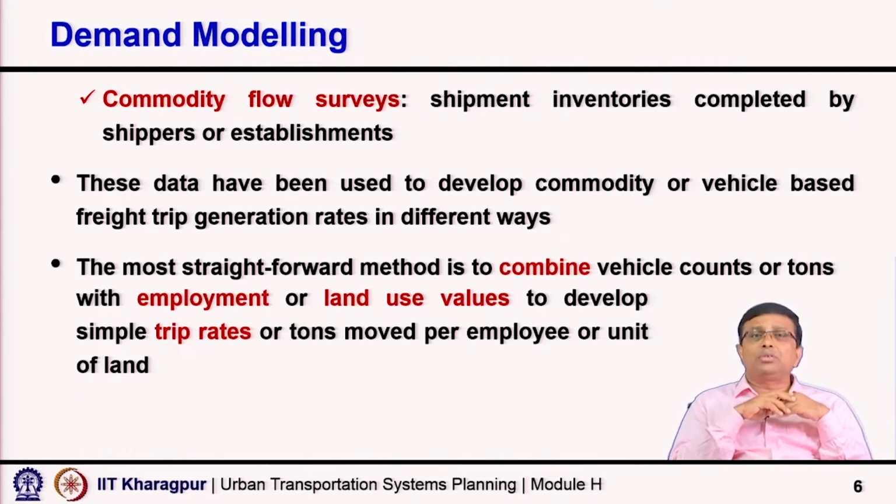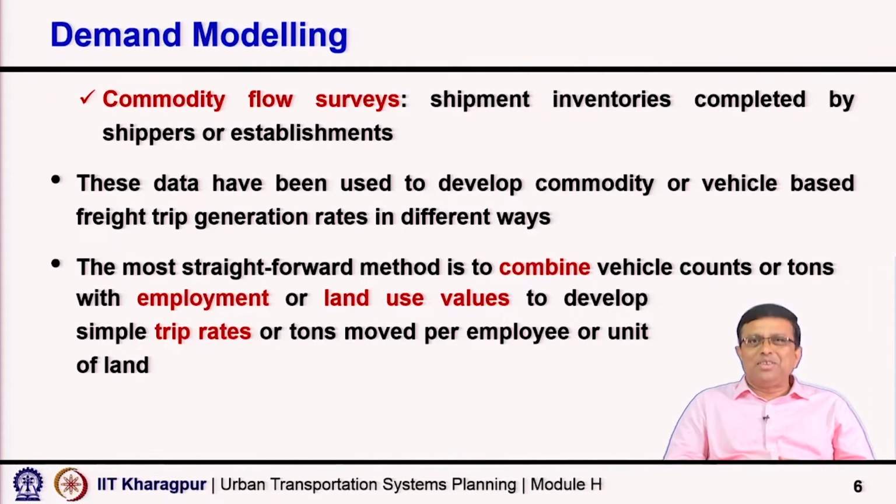One can also carry out commodity flow surveys, that is also an adopted or accepted practice. Shipment inventories completed by the shippers or establishments. Through that we can get the commodity flow data and we know how the movements are happening. Now, these data have been used to develop commodity or vehicle based freight generation trip rates in so many different ways. Different types of analysis are possible.